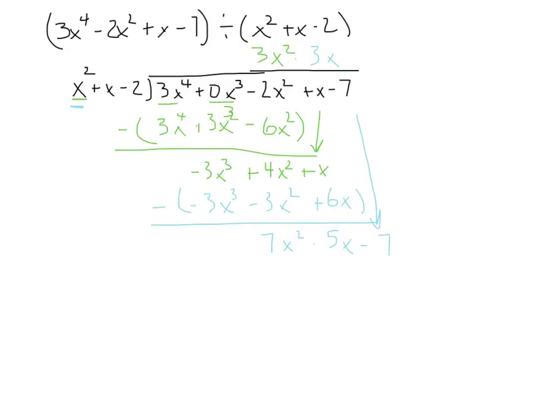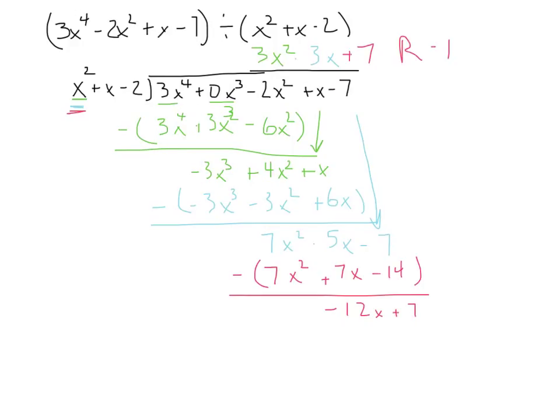And then I'll ask, okay, what am I going to multiply my x squared by to get to 7x squared? The answer is 7. And I'll get 7x squared plus 7x minus 14. Subtract, and I get negative 12x plus 7. So I've got a remainder of negative 12x plus 7.